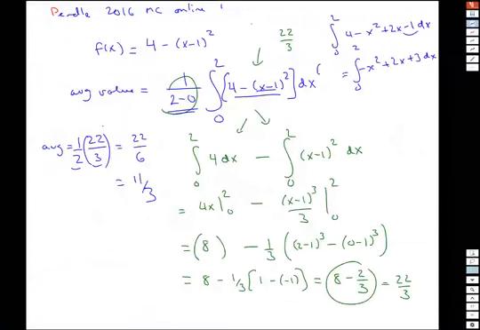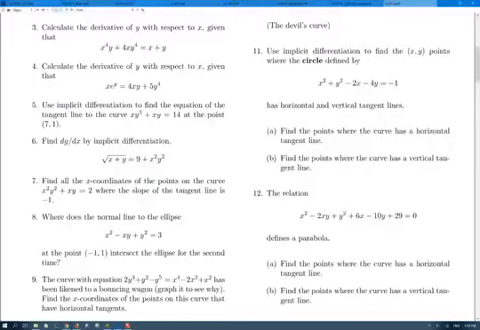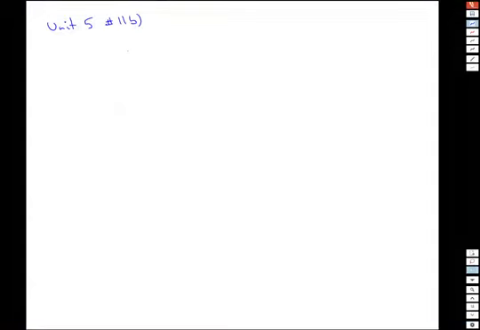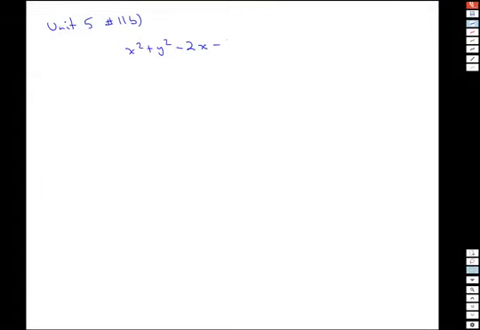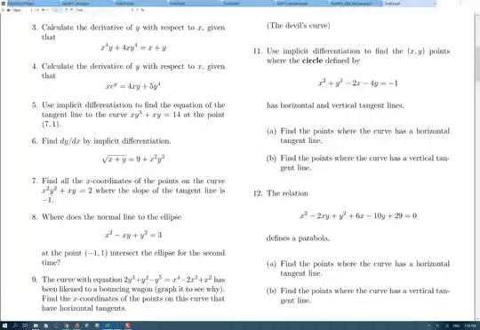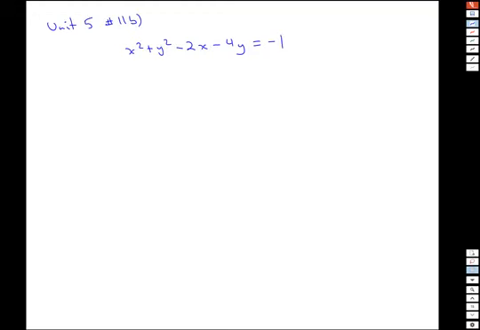Let's take a quick dive into that. So this is Unit 5, 11b. We have to do a bit of 11a just to get to the ingredients here. x squared plus y squared minus 2x minus 4y equals negative, doesn't matter because it's going to go away when we differentiate, minus 1. And again, if you have any questions along the way, please, or comments, just let me know.